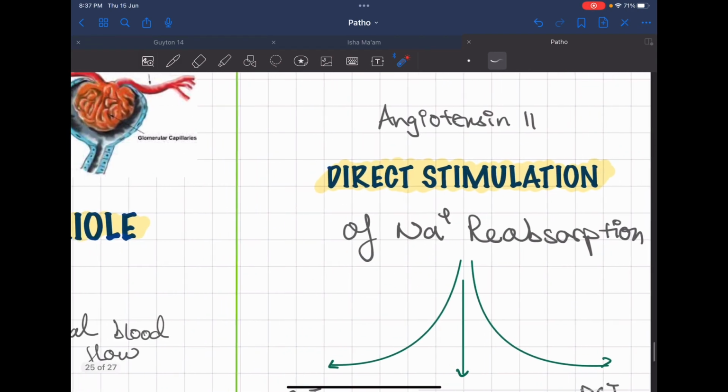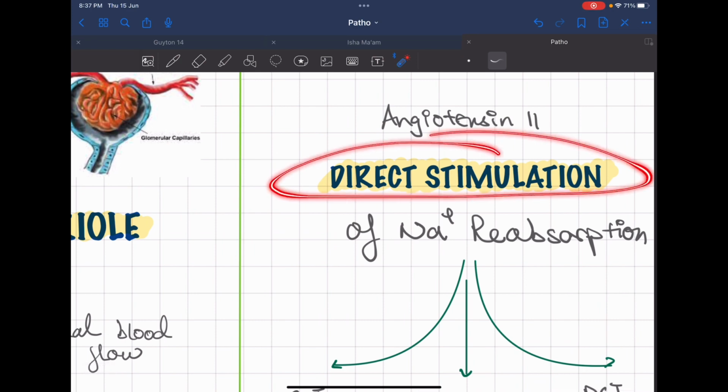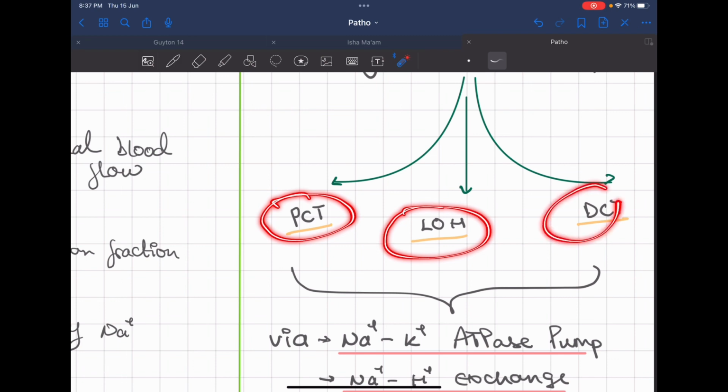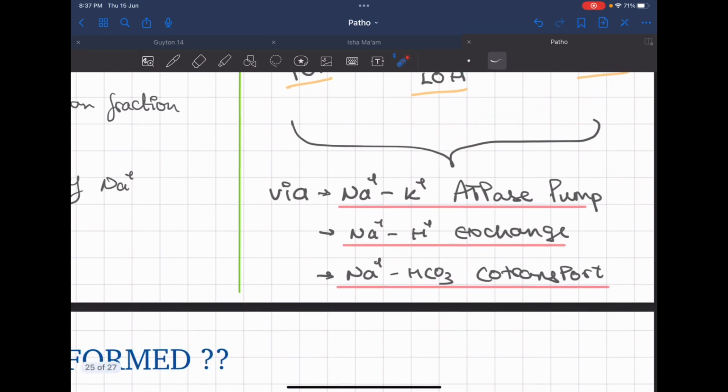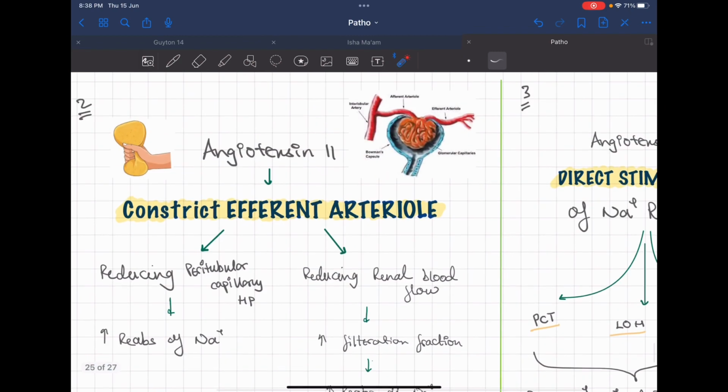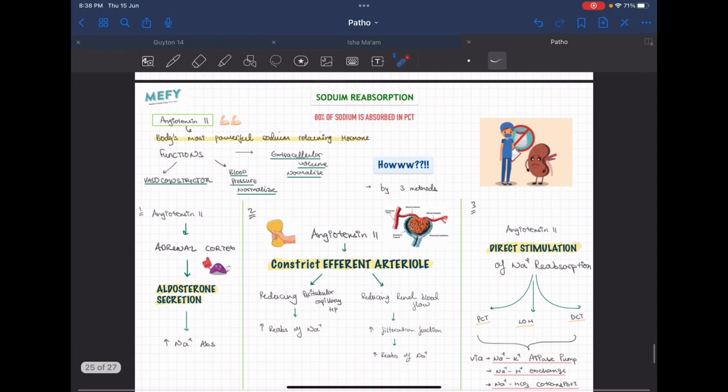The third method is that angiotensin 2 directly stimulates sodium reabsorption by acting on the PCT, LOH and DCT. How does it do that? Via these pumps, that is sodium potassium pumps, sodium hydrogen exchange and sodium bicarbonate co-transport. I hope these three methods are clear by now.